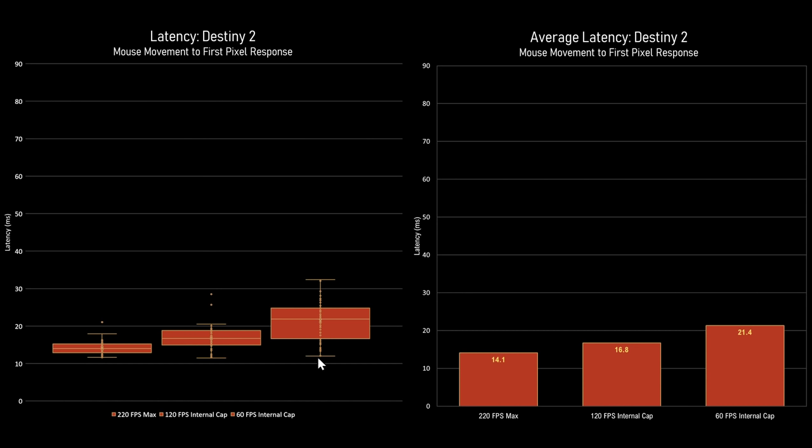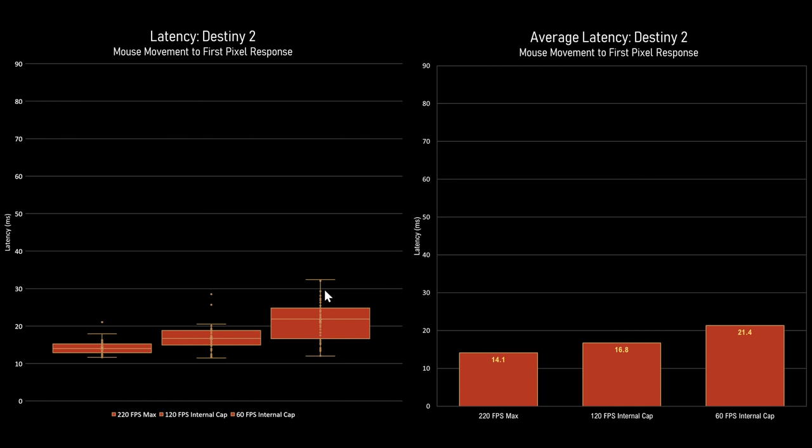Capped to 120 FPS, with the GPU only around 36% utilization, lag only rose to 16.8 milliseconds. But notice the minimum is still the same as at 220 FPS, much like UE4. Capping at 60 FPS increases the lag to 21.4 milliseconds, but again, it's a range. The minimum lag for all the internal caps is around 11.5 milliseconds.